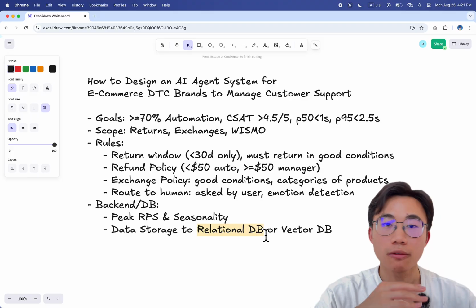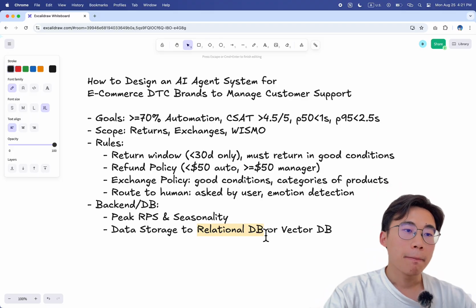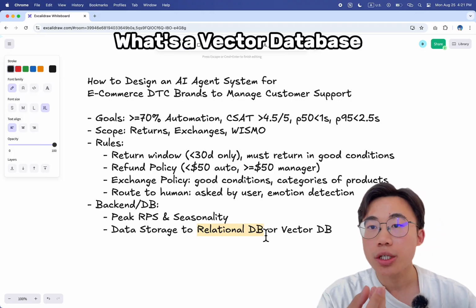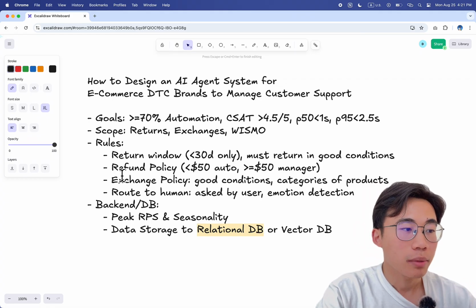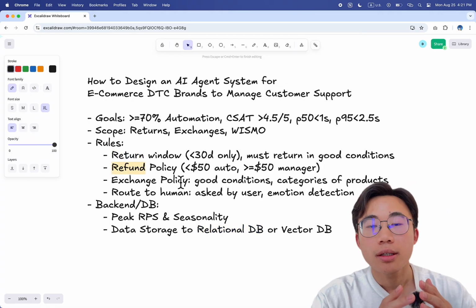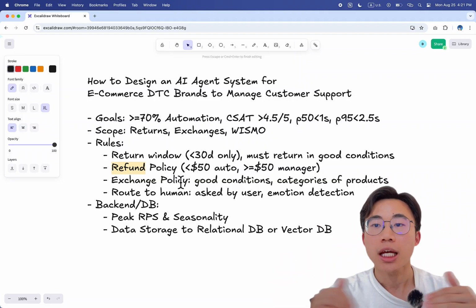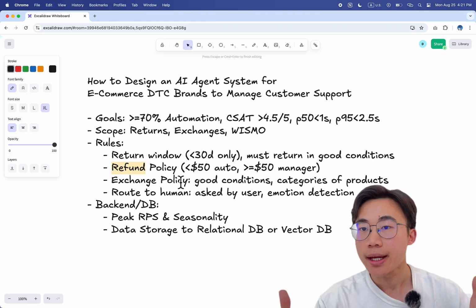Every row means a different entry, right? But in order to search some of the unstructured data, like the return policy or refund policy, these kinds of things are not going to be stored in traditional table format. They're probably a paragraph or a PDF, right?